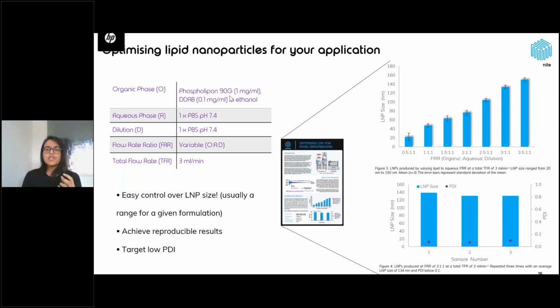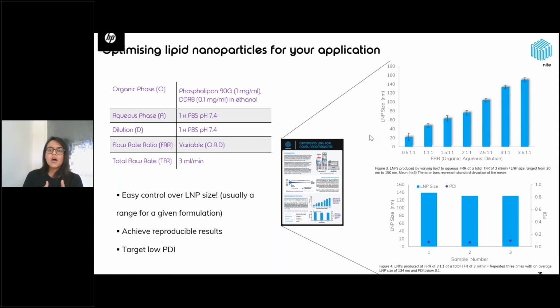And so what you can see on the figure on the top right is how changing the flow rate ratio between the organic and the aqueous, including the dilution phase, has given me control over the size of the final lipid nanoparticles. You can see it goes anywhere between 20 to about 140 nanometers. So having that control just by manipulating one parameter is useful to know, and it's quite handy as well.